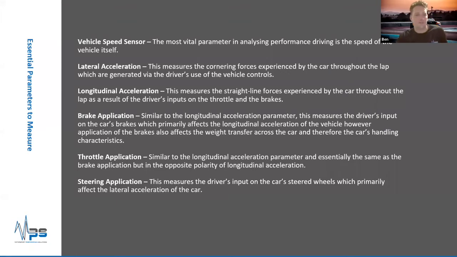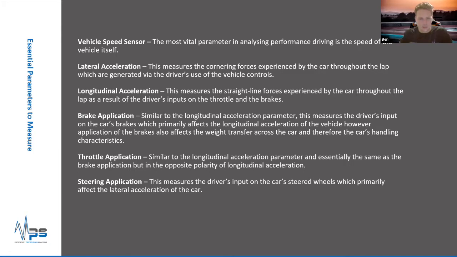So the fundamental thing we look at when analysing driver performance, car performance on the lap, is the speed throughout the lap. So it goes without saying that you need some sort of means of measuring the vehicle's speed. The next most significant parameters to look at are the acceleration that the car experiences. So lateral acceleration is side to side, what you generate through a corner, and longitudinal is forwards and back. So that's your acceleration and your braking forces.